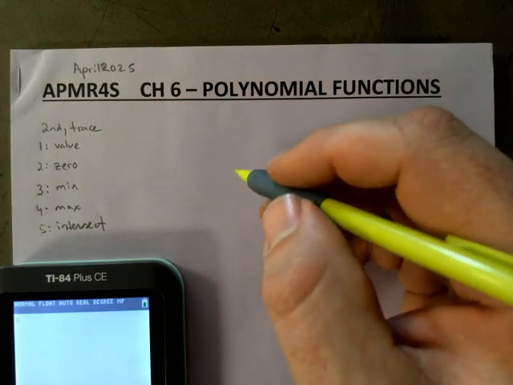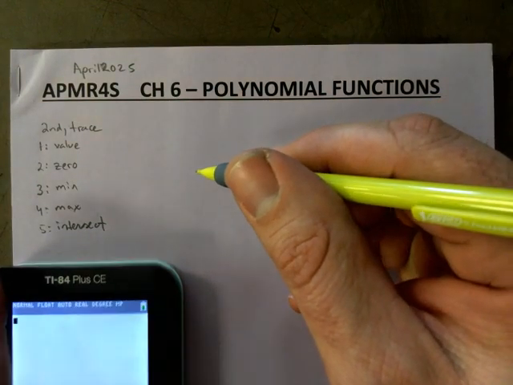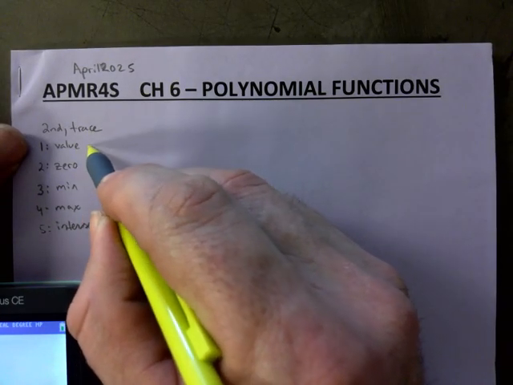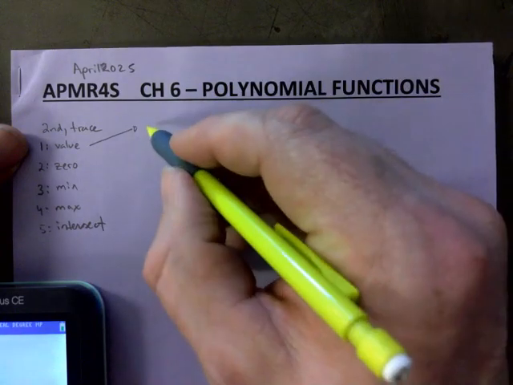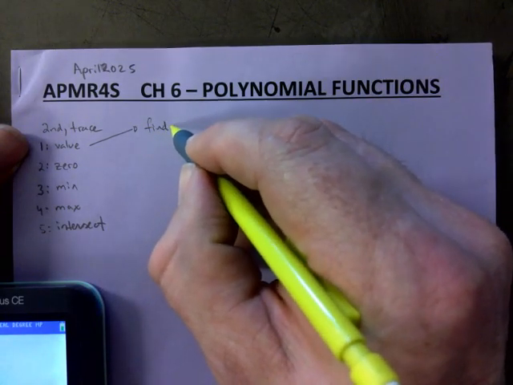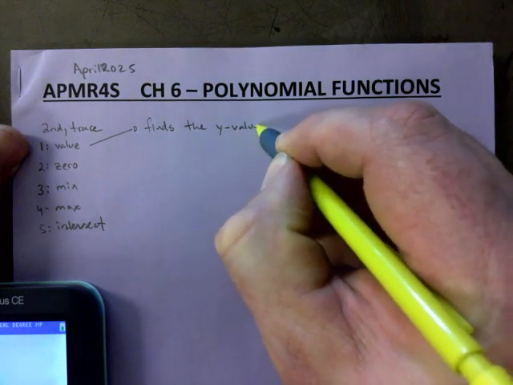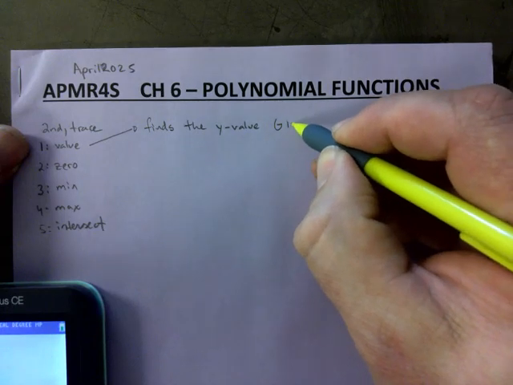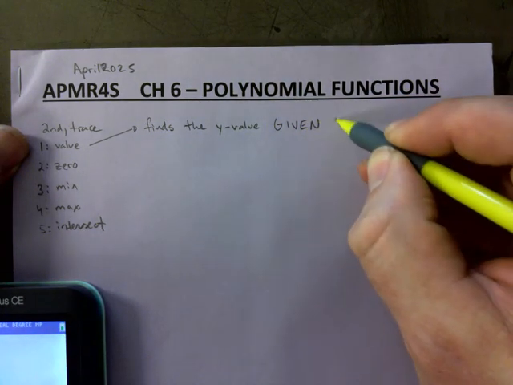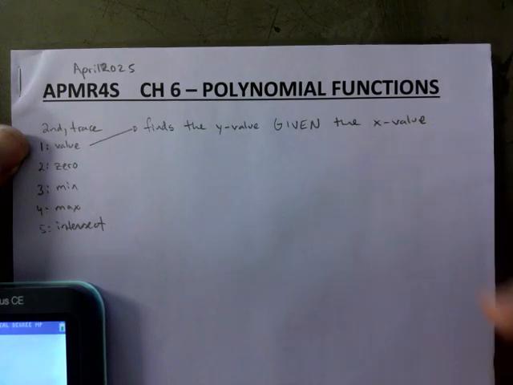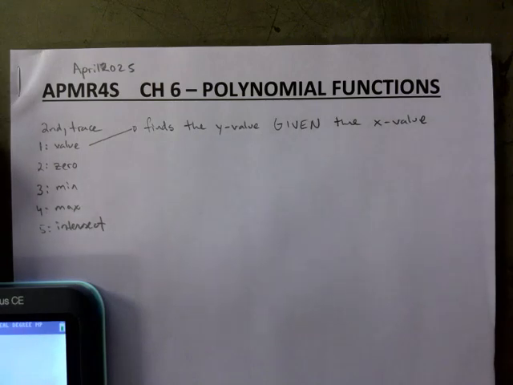And I'm just going to tell you what we use them for. Second trace value finds the y value given the x value. Finds the y value if you give it the x value.